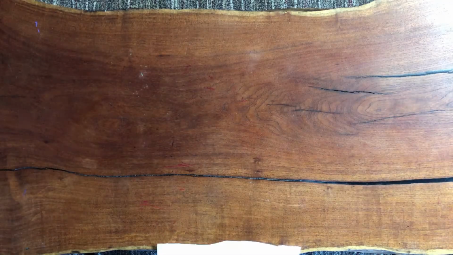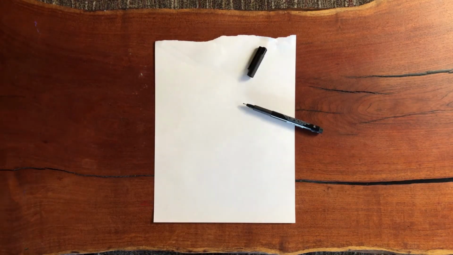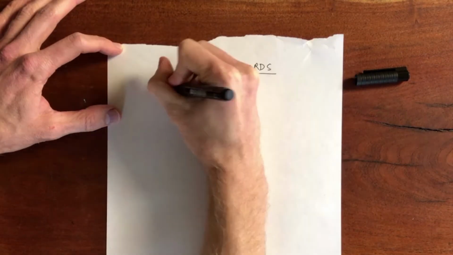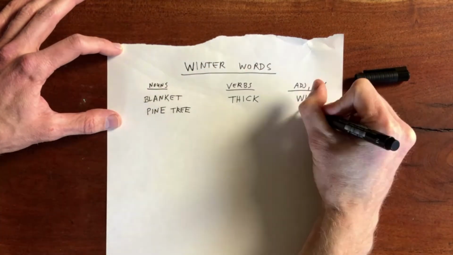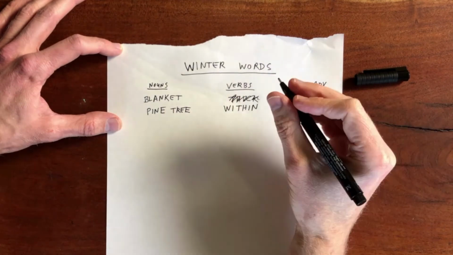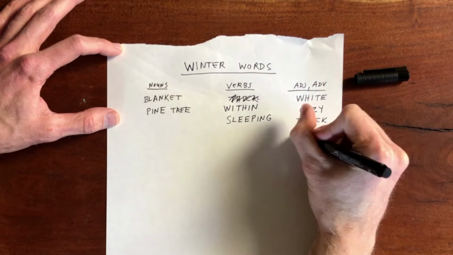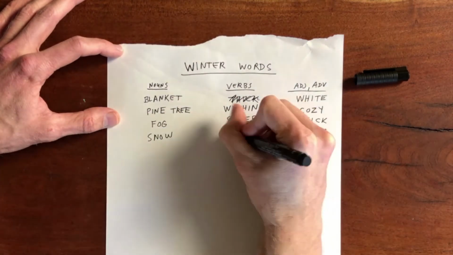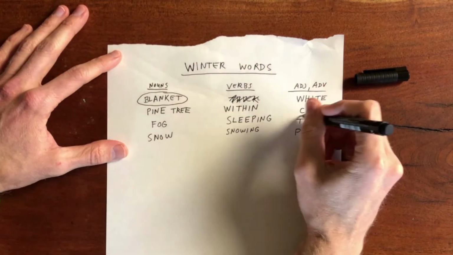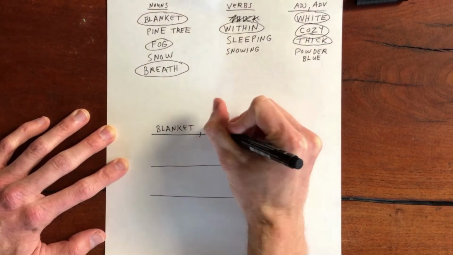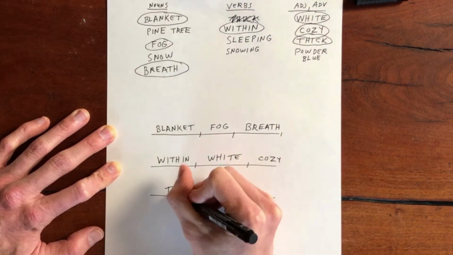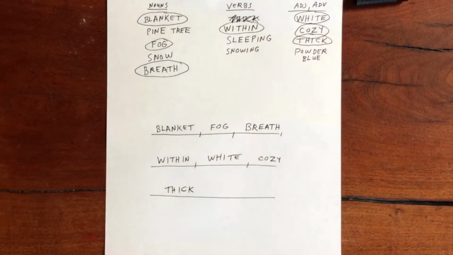In step 1, we'll start planning out our poem by making a word list. I want you to think about winter words: nouns, verbs, adjectives, and adverbs, things that describe winter for you. My examples are blanket, pine tree, within, sleeping, white, cozy, thick, fog, and snow. I then take all those words, narrow them down to a list of about 7 or 8. That's all you're interested in doing in step 1, getting 7 or 8 words that remind you of winter.